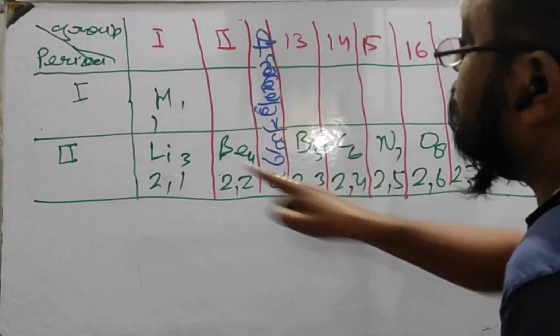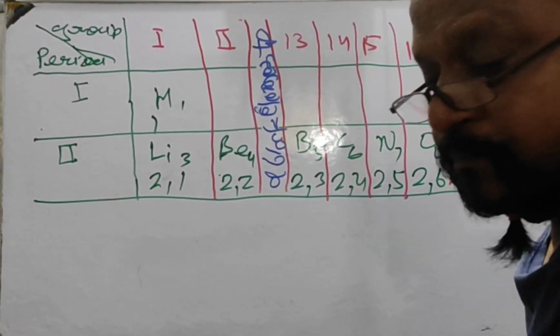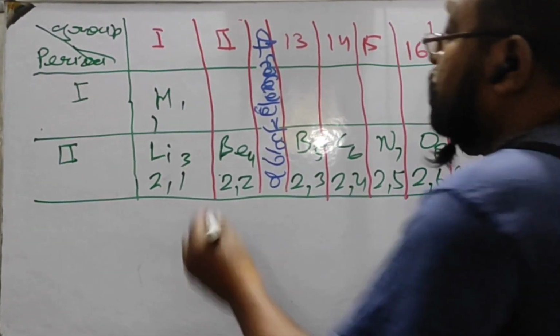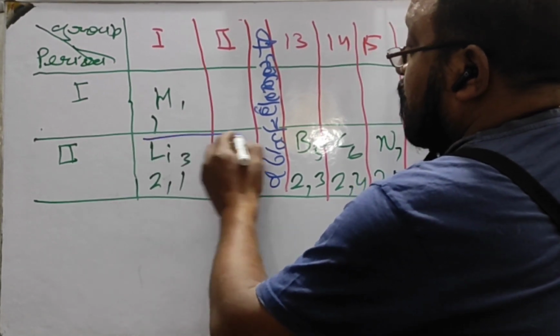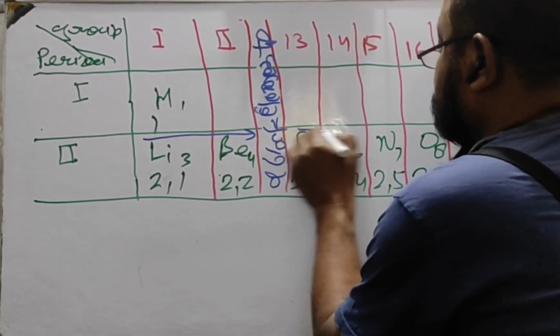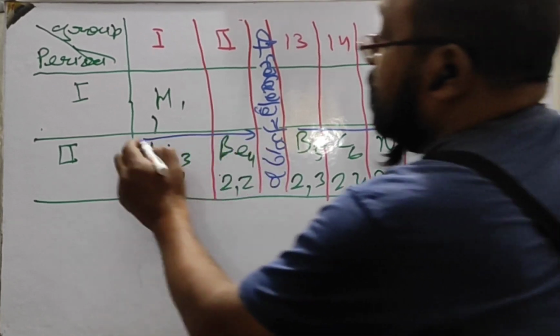This is the table. So as I told you, atomic radii decreases.